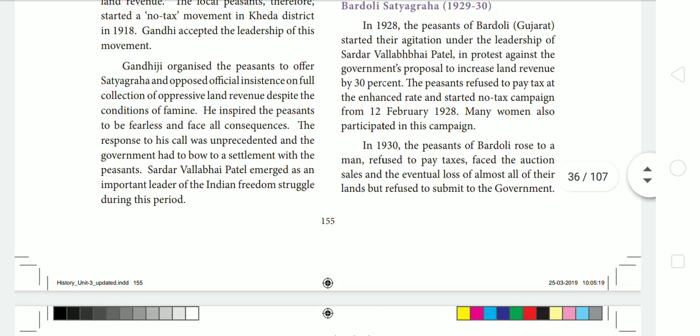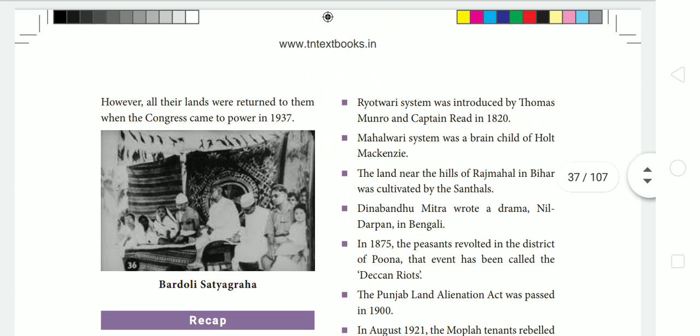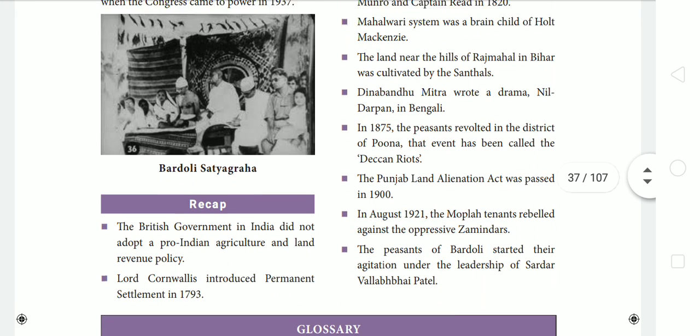However, all their lands were returned to them when the Congress came to power in 1937. Before that, the land was taken over by the government. Then after the Congress came to power, the land was returned to the peasants. So this was the peasants' revolt which took place in the British period.